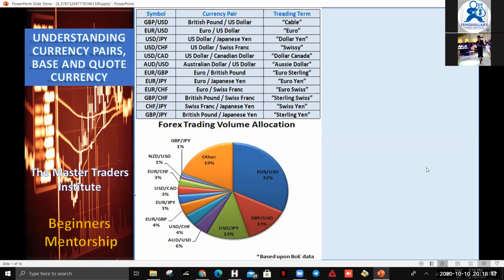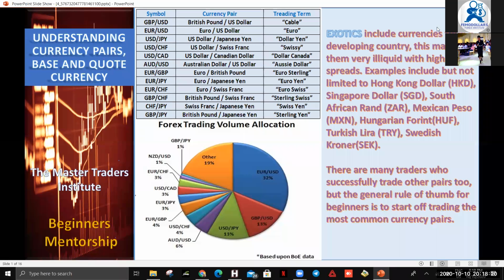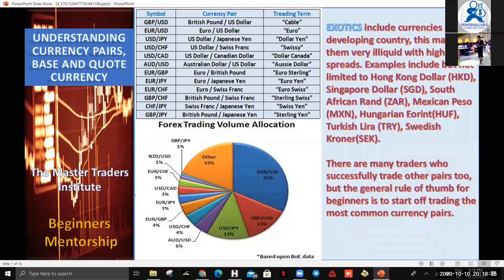Now these are exotic pairs. Exotic includes currencies from developing countries. They have very high spreads because not much activity goes on there, like the Hong Kong dollar, Singapore dollar, South African rand, Mexican peso, and all that. Their spreads are very, very high because there's not much activity going on. There are many traders who successfully trade other pairs too, but the general rule of thumb for beginners is to start off with the most common currency pairs.